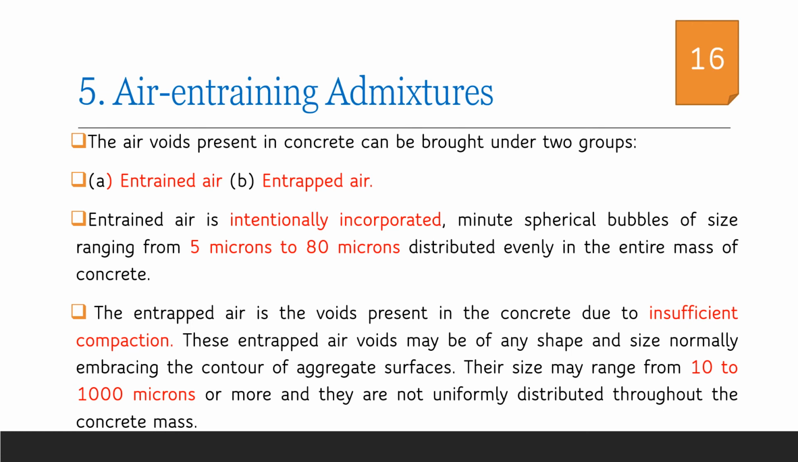Whereas entrapped air comes inside concrete when concrete is placed into the formwork. The diameter of entrapped air is of the order of 10 to 1000 microns. It does not have a positive influence on concrete, hence it has to be removed by proper compaction.